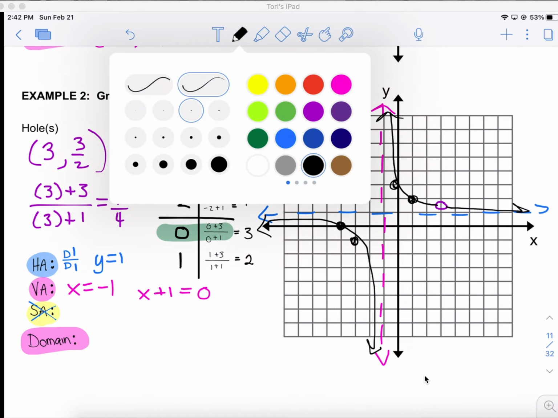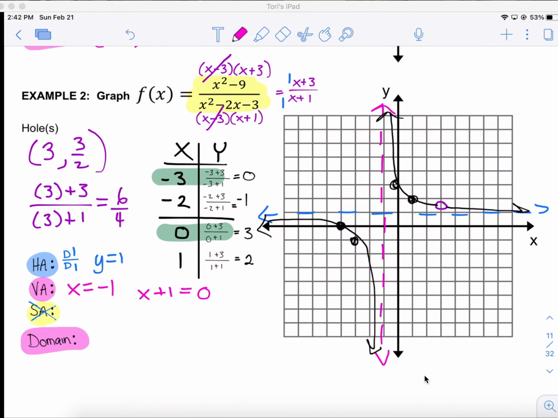My domain on this one, there actually are 2 places I need to skip. I need to skip over my hole, and I need to skip over my vertical asymptote, sorry. So I'm going from negative infinity. I'm going to make a skip. I can go between the asymptote and the hole and then skip. And then I can go towards positive infinity, okay? So my first asymptote that I skipped was at negative 1. The second place I skipped was at my hole, 3. I'm only focused on the x's right now, okay?